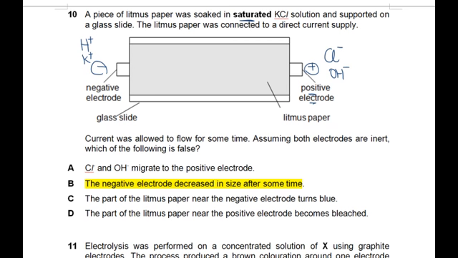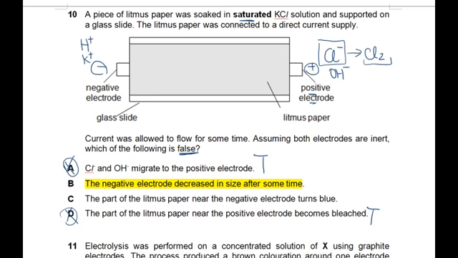So immediately you know that A is true. So we are looking for a false statement, so A is immediately out. Okay, so let us look at which of the ions will get discharged. So Cl- and OH-, which one will get discharged? You know this is saturated KCl, so because of the concentration effect, the Cl- is going to come out to become Cl2. And Cl2 is a bleach, so it is going to bleach the litmus paper. So the part of the litmus paper near the positive electrode will become bleached. So this is again a true statement, so this is out.